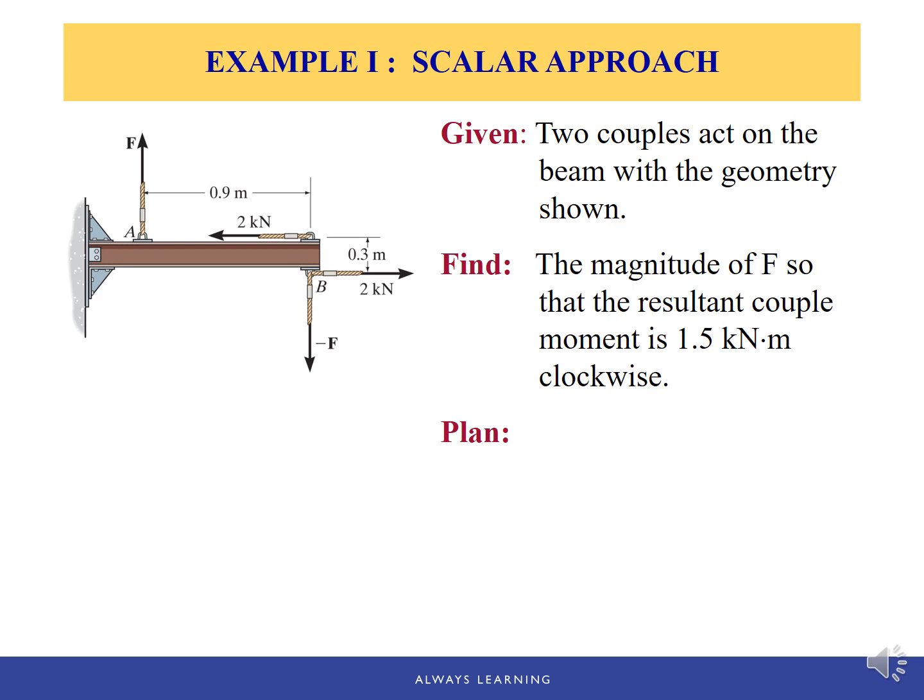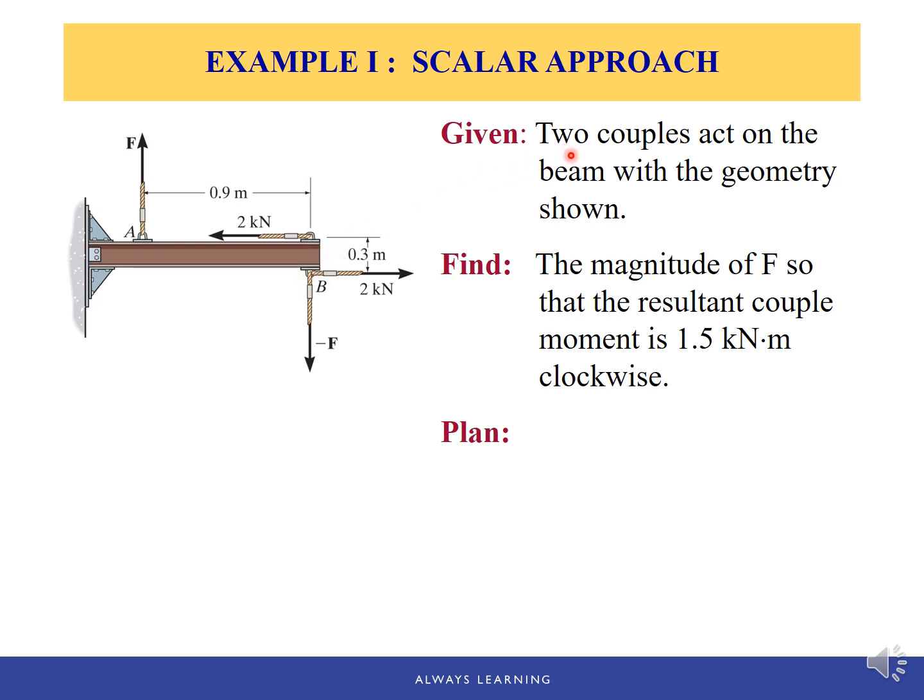Let's see one example. We are given two couples acting on the beam with the geometry shown. We're going to find the magnitude of F so that the resultant couple moment is 1.5 kilonewton meter clockwise. If we can find the perpendicular distance between a couple, then the scalar approach is easier to use. That's why for this example, we're going to choose the scalar approach. And also for a 2D problem, usually the scalar approach is easier.